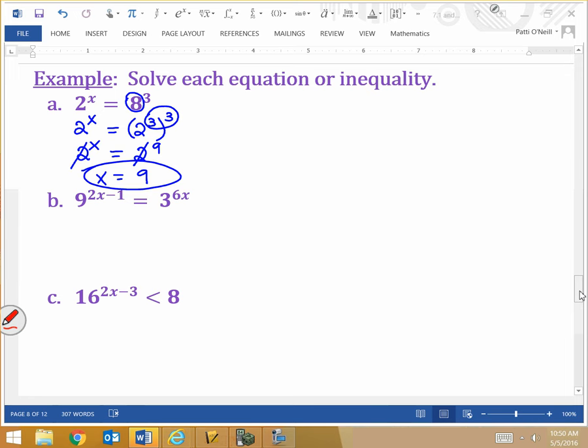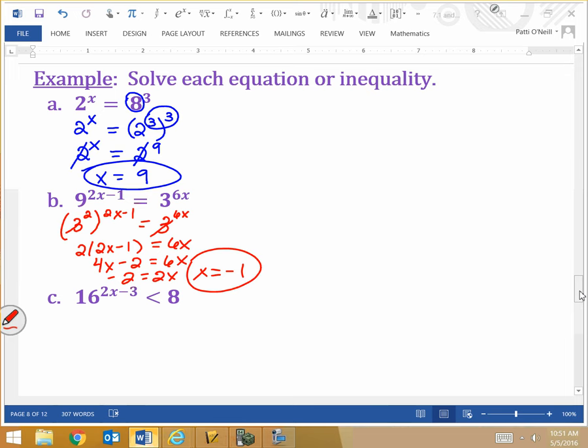When I look at this, I think of 9 being 3 to the second power. So 3 to the second is going to be raised to the 2x minus 1. And 3, because I just rewrote that as a base of 3, can be left as 3 to the 6x. Bases are gone, and this becomes 2 times the quantity of 2x minus 1 equals 6x. 4x minus 2 equals 6x. Negative 2 equals 2x, and x will be equal to negative 1. So once you get those bases alike, it's just like solving a very basic algebra 1 type of equation.